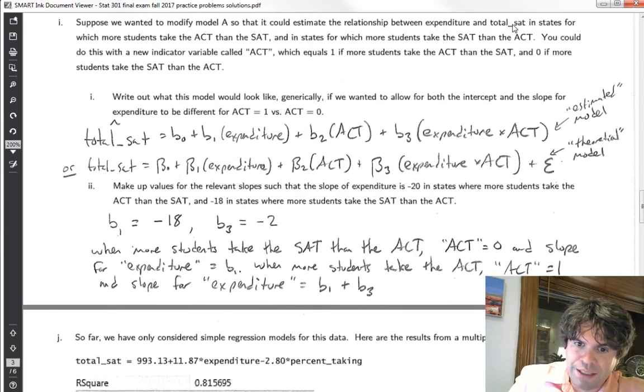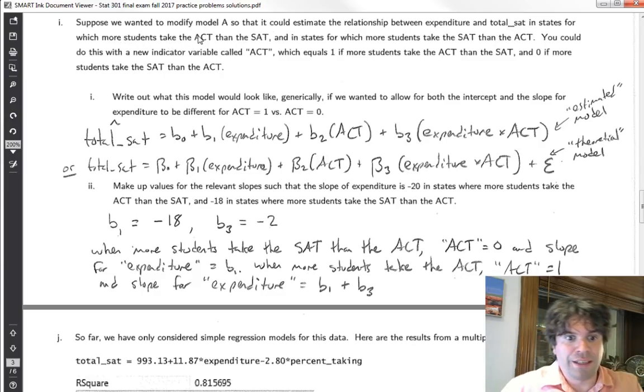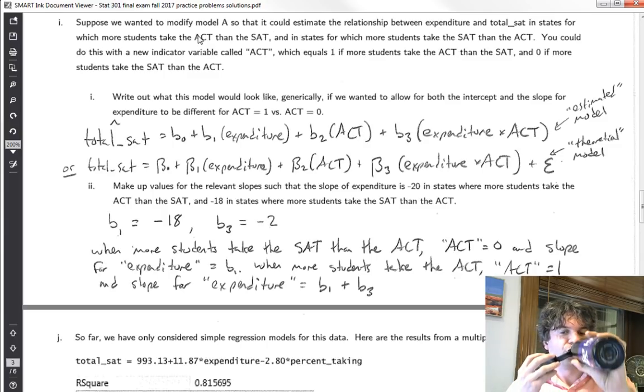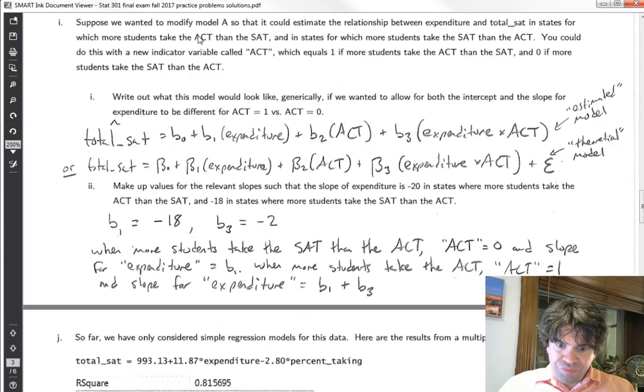Okay, so we want to modify Model A so that it could estimate the relationship between expenditure and total SAT in states for which more students take the ACT than the SAT, and in states for which more students take the SAT than the ACT. So we want to compare two different kinds of states here. Typically, states toward the eastern side of the country, students take the SAT more often, and out west, students take the ACT more often.